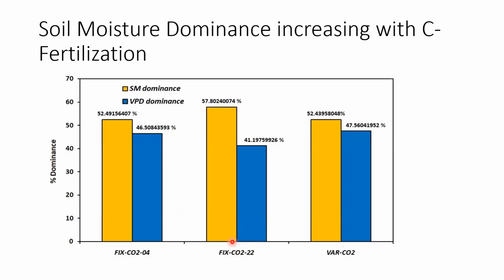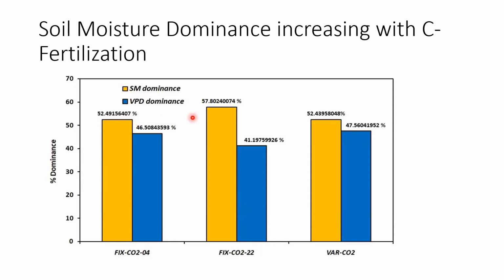The second interesting part is that we wanted to find out whether the soil moisture dominance will increase or decrease, because we know that for Indian vegetation, soil moisture actually dominates over the other stressor, which is vapor pressure deficit. So we are trying to understand if the soil moisture dominance will increase or decrease under carbon fertilization, or increased carbon dioxide concentration. And what we are finding is that soil moisture dominance will further increase if you increase the carbon dioxide concentration from the 2004 level to the 2022 level.